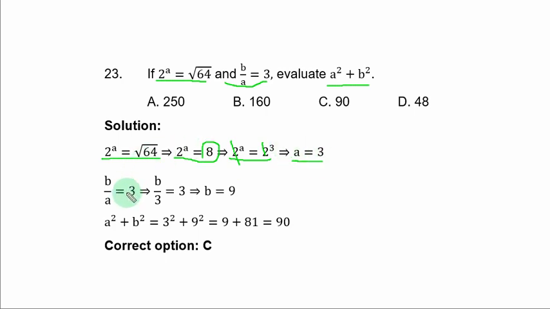The second term, b over a is equal to 3. This implies that b over 3 is equal to 3 because a is 3. If you cross multiply, you have b equal to 3 times 3, that is 9. Therefore, a squared plus b squared becomes 3 squared plus 9 squared, and that is 9 plus 81, and you have 90. C is the correct option.